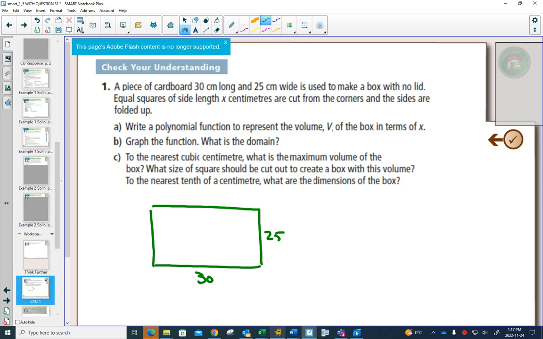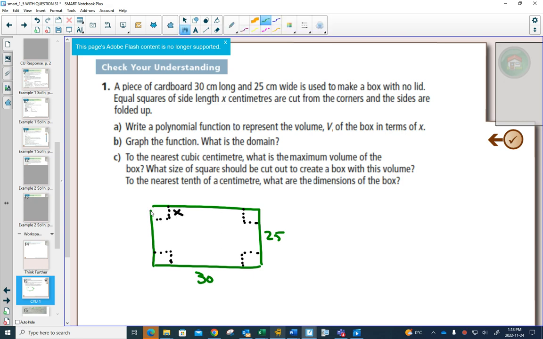This is on page 58. And you got space at the top to add to this. And then you're going to cut out squares out of the corner. And since we don't know how big the square is going to be, we're going to call it X.